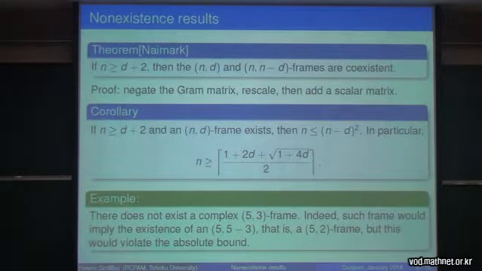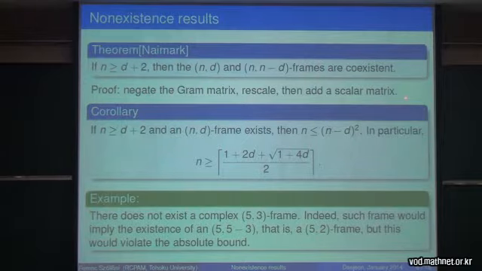Non-existence results. So in the previous slide I showed you some concrete examples. Now there are some concrete non-examples. If the number of lines is at least d plus 2, then an n-d equiangular tight frame exists if and only if n equiangular lines in dimension n minus d forming a tight frame exist. And this duality comes from the Gram matrix. If I have the Gram matrix of one of these 2 objects, then I can negate it, take the negative, then rescale such that the angle will be the correct one, and just add the identity matrix so that I will end up with a positive definite matrix.